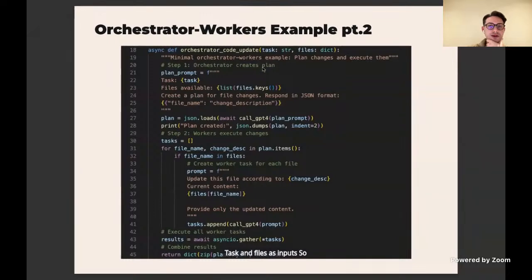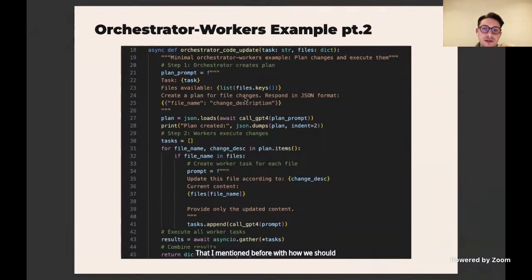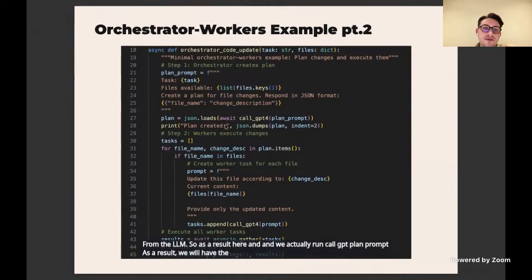Step one, the orchestrator creates a plan. So we create one separate prompt with the task as an input, with the list of names of files. We don't even put the text here. And we write, create a plan for file changes, respond in JSON format. Here is the example that I mentioned before of how we should properly format the outputs from the LLM. We call GPT with the plan prompt. As a result, we will have the list of tasks to be executed.